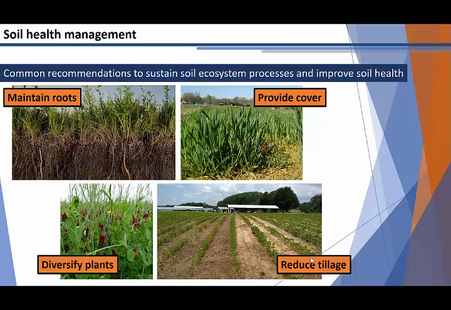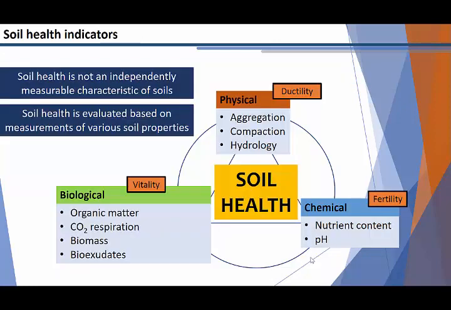And then one of the most important things is reducing tillage or reducing disturbance of that system. Because if you have your roots throughout the year using your cover and diverse plants, if you're constantly disturbing that system, it probably won't mean as much because it's not long lasting. So it's important to reduce tillage or reduce disturbance in that system so that you can sustain soil productivity throughout the year and also many years. Now, these are the four main recommendations for sustaining soil health and productivity.